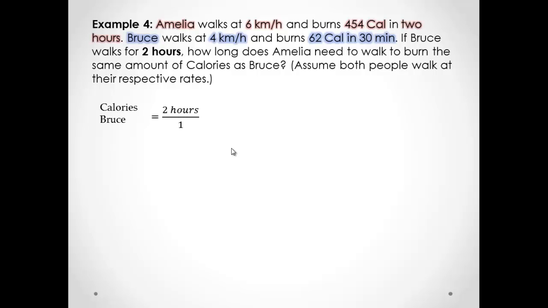We know that he is walking for 2 hours, and we write this as a fraction over top of 1, so it's visually easier to see the units that are canceling out. We know that his rate is 62 calories in 30 minutes, so what we've got to do is change hours to minutes. So our conversion factor, 60 minutes over top of 1 hour. We'll turn hours into minutes. We then know that for every minute he burns 62 calories.